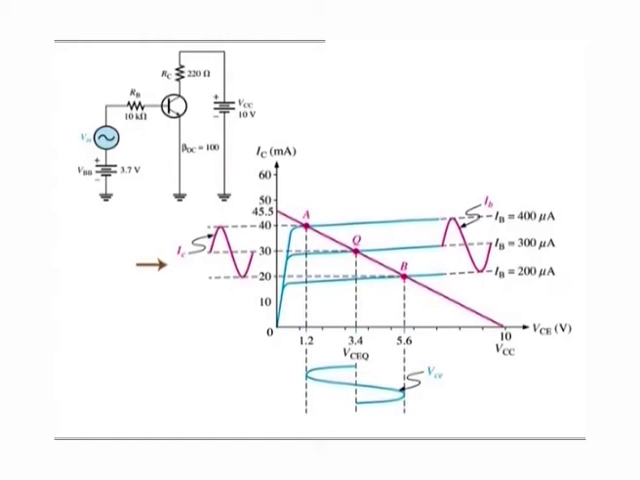As a result of the variation in collector current, the collector to emitter voltage varies 2.2 volt above and below its Q point value of 3.4 volt. Point A on the load line corresponds to the positive peak of the sinusoidal input voltage. Point B corresponds to the negative peak and point Q corresponds to the 0 value of the sine wave. VCEQ, ICQ and IBQ are DC Q point values with no input sinusoidal voltage applied.